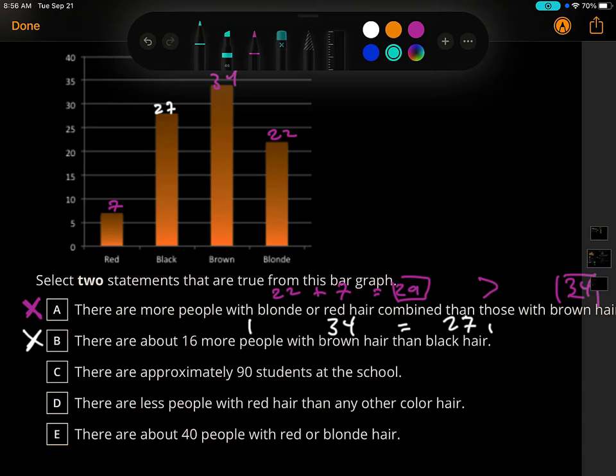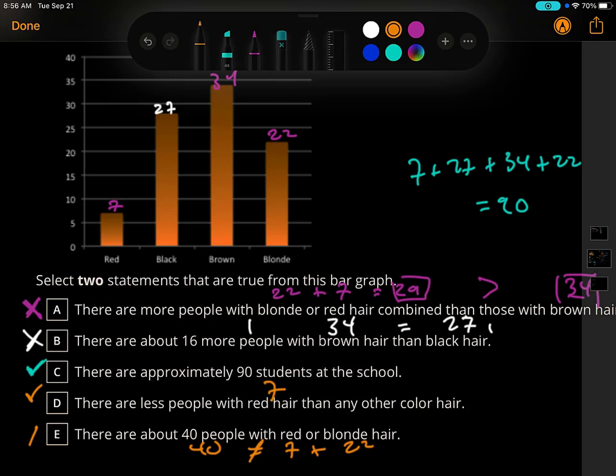C, there are approximately 90 students at the school. So 7 plus 27 plus 34 plus 22. If we get close, I think that's fine. 34, 68, I got 90. That is true. D, there are fewer people with red hair. Red hair had 7, less than any other color. Is it the smallest one? That is true. E, there are 40 people with red or blonde hair. So red is 7, blonde is 22, and does that equal 40? That would be no. So our 2 answers would be C and D.